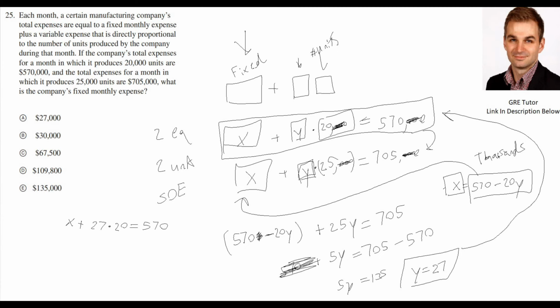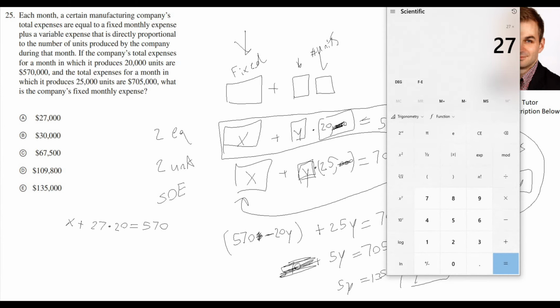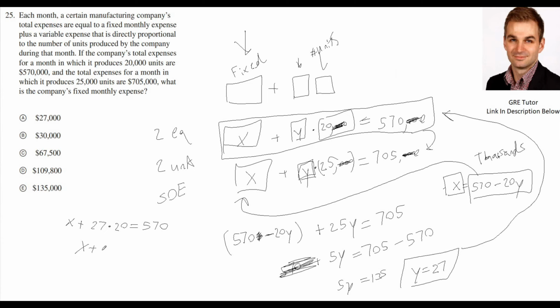27 times 20 is 540. So we've got x plus 540 is equal to 570. So we subtract 540 from here, and then we get 30, and we get that x is equal to 30. Now remember, our units are in thousands. So the answer is going to be 30,000, or B.